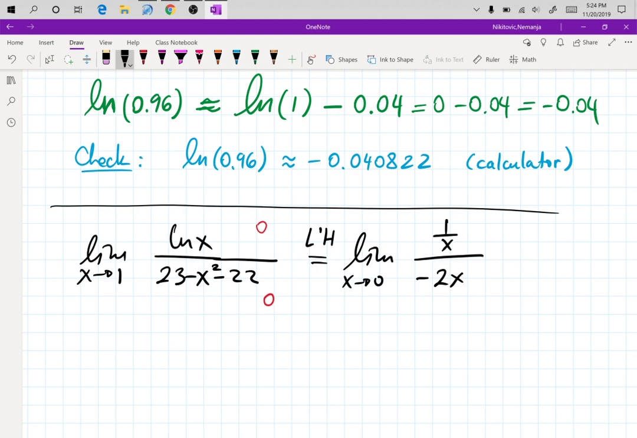So now we use algebra to clean this up, and this becomes 1 over negative 2x squared. So the whole limit is negative 1/2.